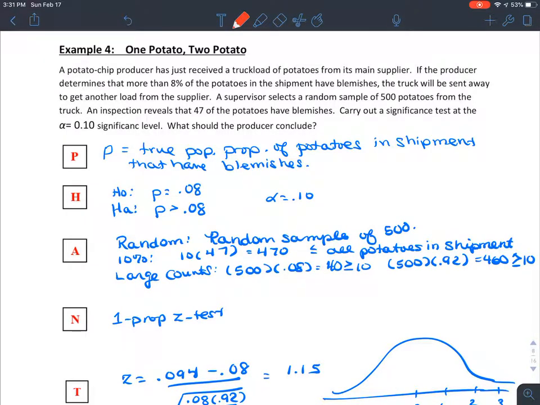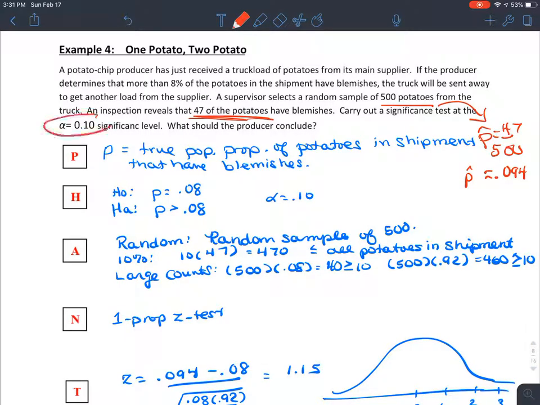Supervisor selects a random sample of 500, so there's 500 in it. And when he inspects it, he notices that 47 of them have blemishes. Okay, so this is going to give us a sample proportion. 47 out of 500, that's going to be 0.094, which is our p-hat value.